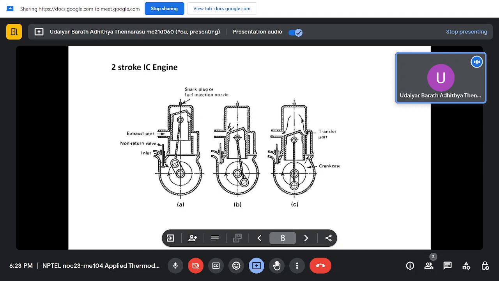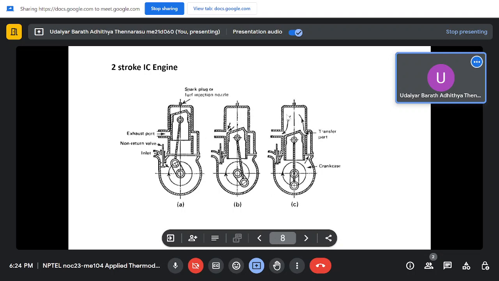Once the piston is moved down because of the combustion, it will compress the fluid below. That will push the fuel-air mixture once the inlet port is open. The fuel-air mixture in the crankcase will come up and displace the exhaust gases present in the cylinder. This process is called scavenging.